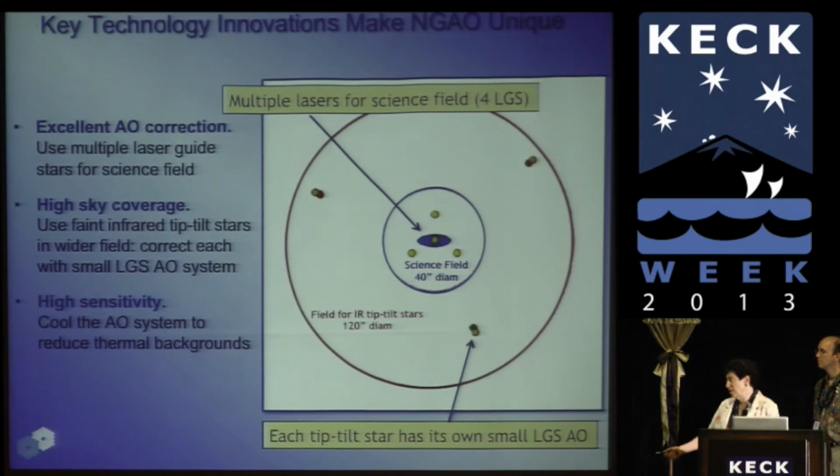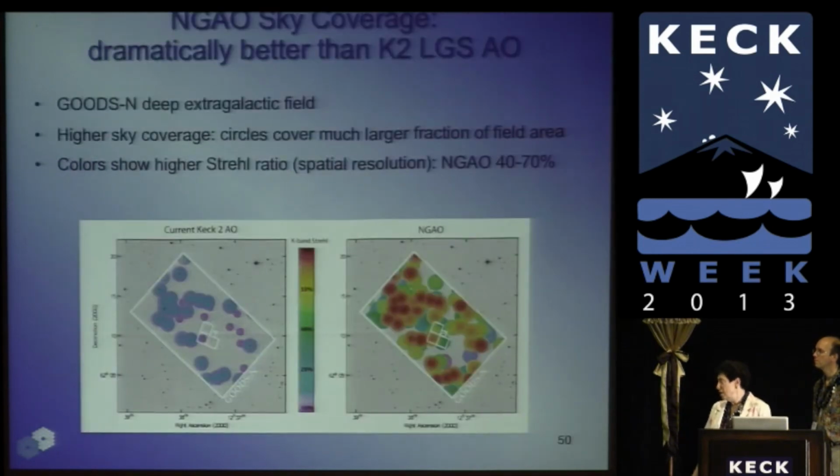And then high sensitivity for faint objects like distant universe galaxies. We want to be highly sensitive, so we're going to cool the AO system in order to reduce the kinds of thermal backgrounds that Ian was talking about. So this is just 2 examples of what it will be able to do.